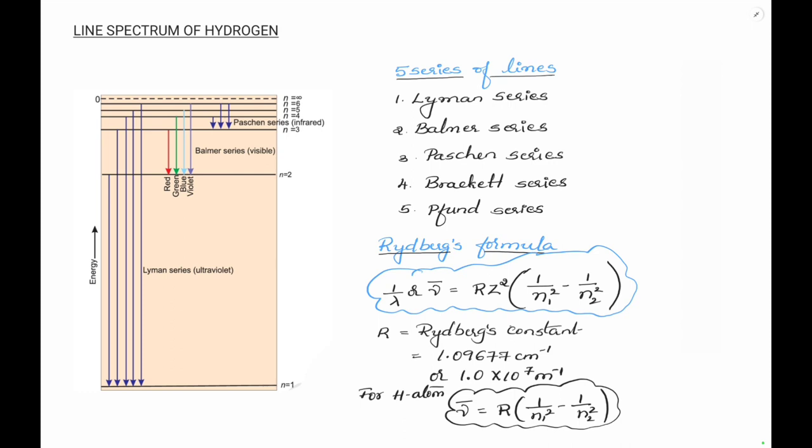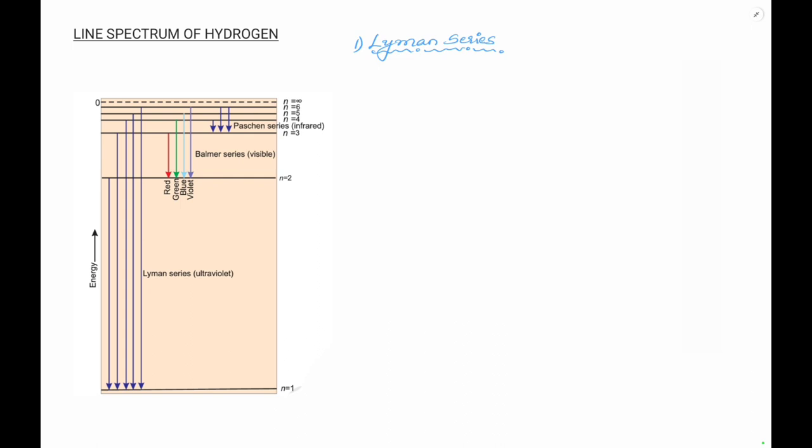Now let us discuss each of the 5 series of hydrogen's line emission spectrum in detail. Lyman series for the line emission spectrum of hydrogen is obtained when electron undergoes transition from the levels 2, 3 and so on, from the higher energy levels to a level of n1 value is 1. So the ground energy level for the Lyman series is 1. Substituting this in the Rydberg's formula, I can write nu bar is equal to R into 1 by 1 square minus 1 by n square in general. So here this n value is 2, 3 and so on. Lyman series is corresponding to the ultraviolet region of the electromagnetic spectrum.